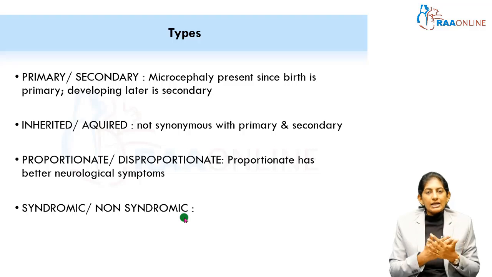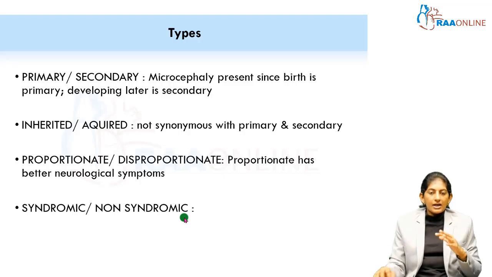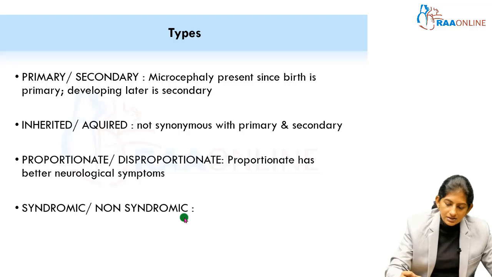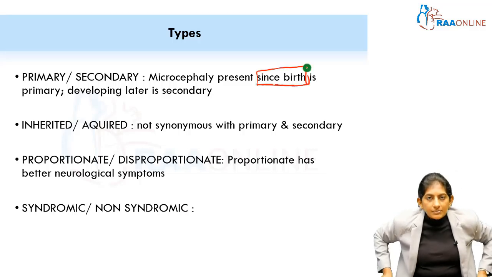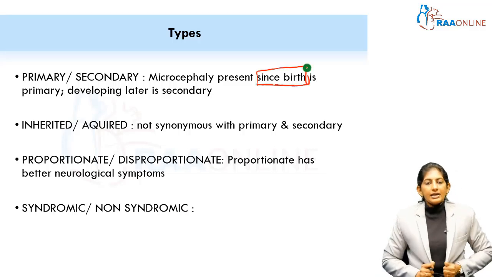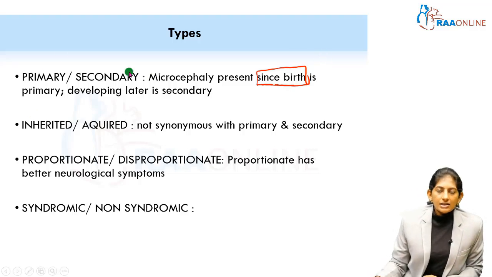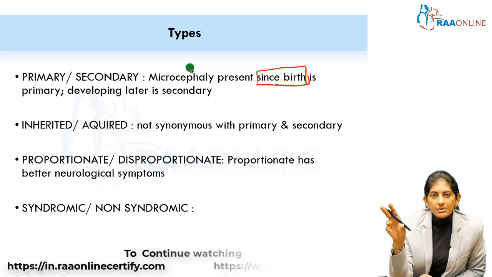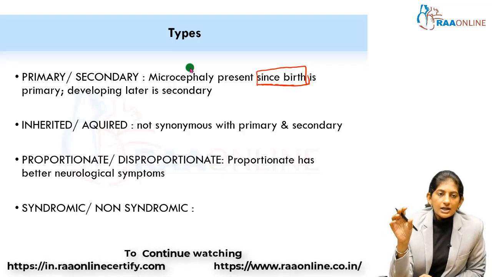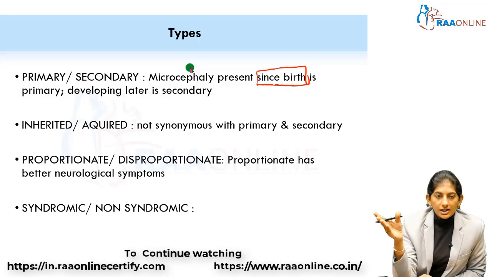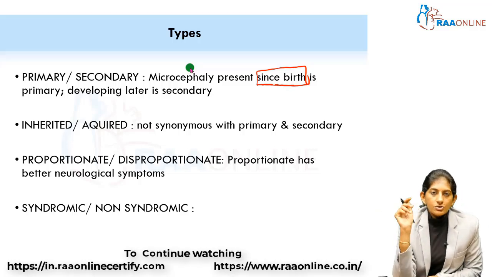And what is inherited and acquired? What is primary and secondary? Primary is something which is present since birth, and secondary is something which develops later on. But having said that, are inherited or acquired synonymous with primary, secondary? Not at all. So either you classify as primary or secondary, or you classify as inherited or acquired. Don't use both.